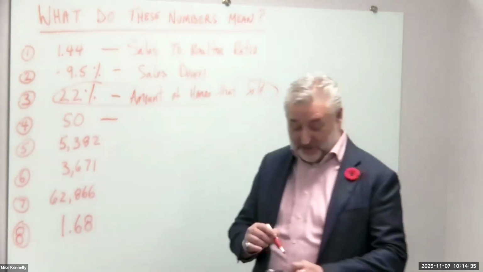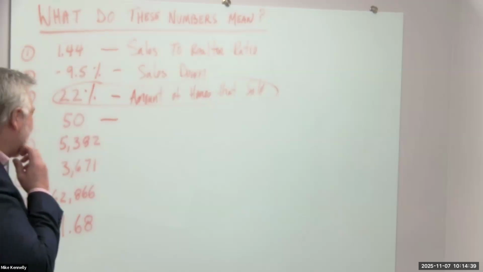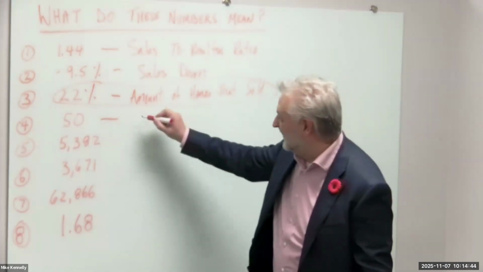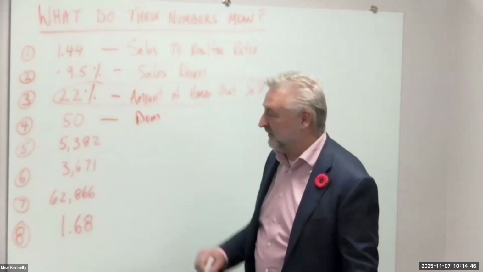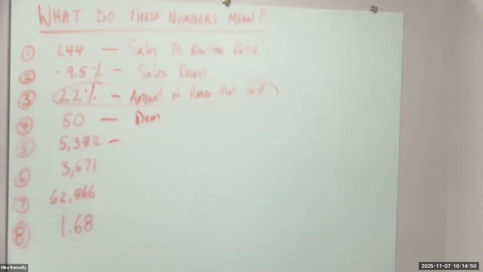Now, I might have heard somebody guess this already for the 22. Was that 50 or 50%? Days on market. So you get a book. All right, this is going to be a little trickier for you guys.